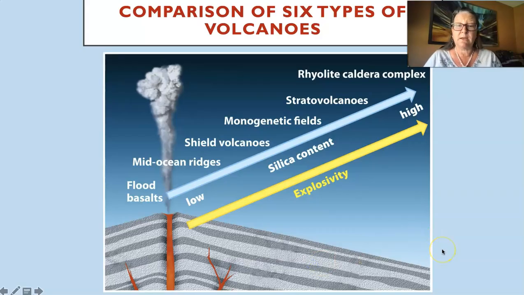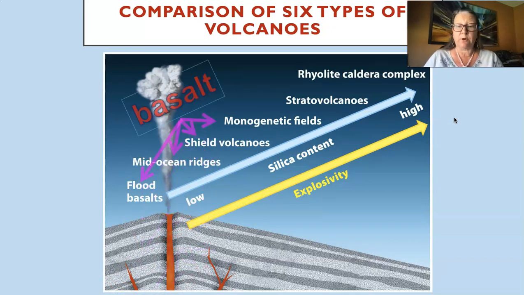So here are the 6 types of volcanoes that we're going to look at. And again, these are the major types. Notice that we have an increase from left to right of silica content and explosivity, because of course we know that magmas are more viscous when they have more silica.